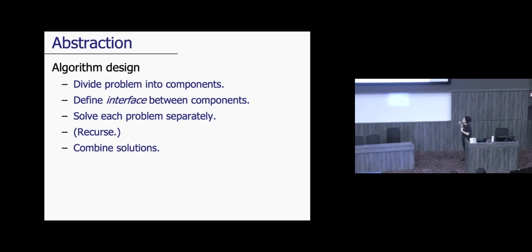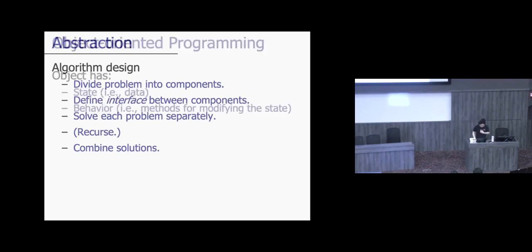And we should break them down into small components, okay? One of the ways to do that is to define an interface between components. Again, we'll show you how to do that in Java in a bit. Then the idea is to solve each problem separately, recurse, and then combine the solutions later on. Sound familiar? Hopefully it does.